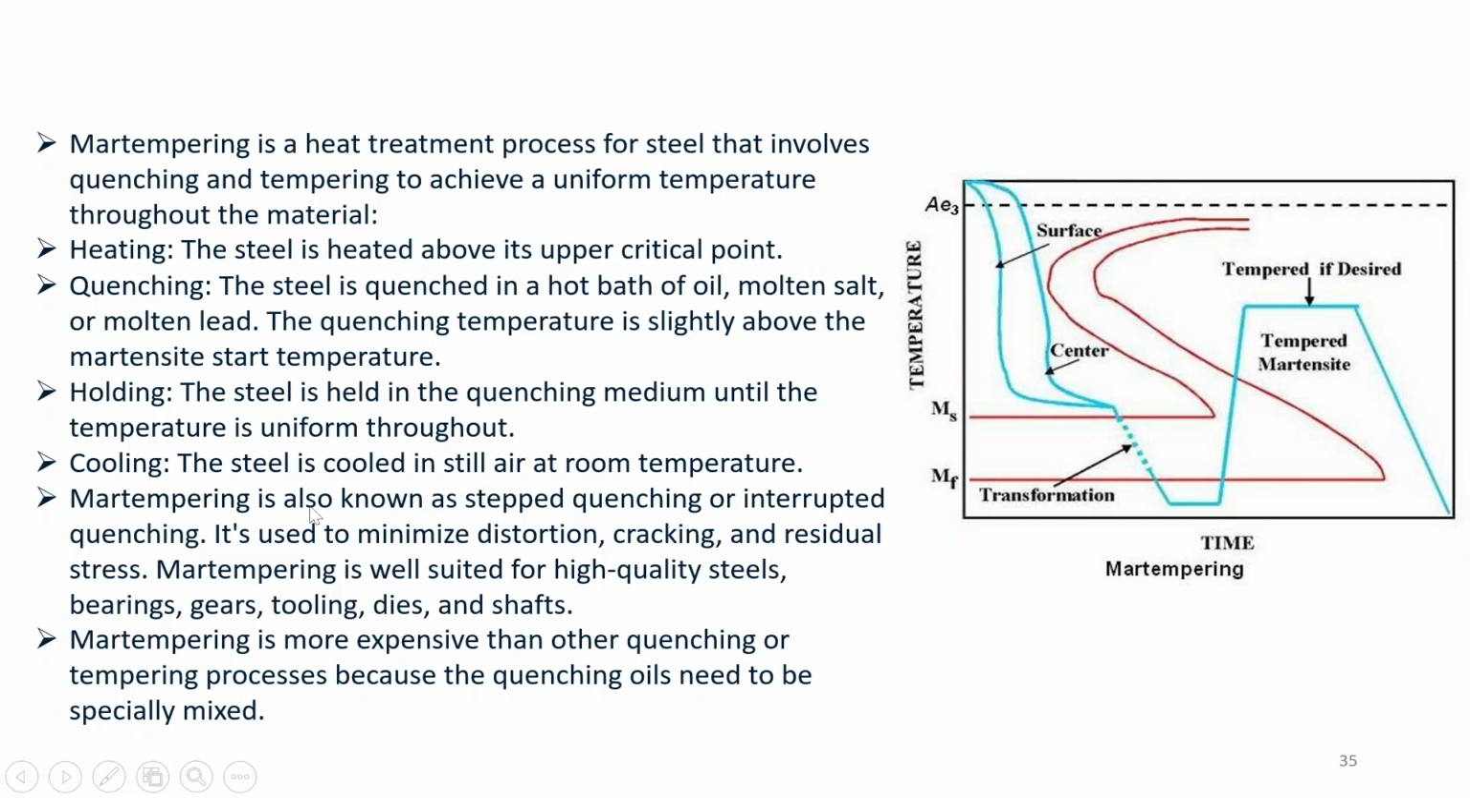Martempering is also known as stepped quenching or interrupted quenching, and it's used to minimize distortion, cracking and residual stress. Martempering is well suited for high quality steels, bearings, gears, tooling, dies and shafts. Martempering is more expensive than other quenching or tempering processes because the quenching oils need to be specially mixed.